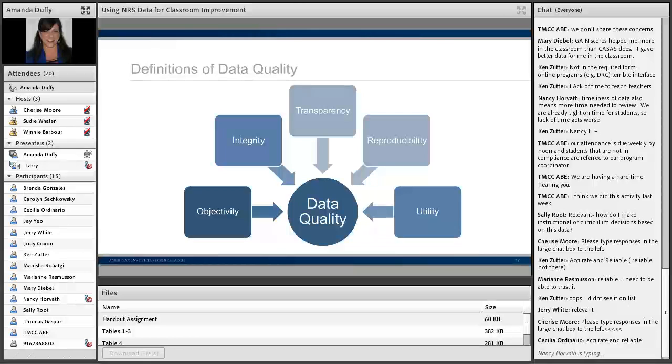And then finally, utility, and many of you mentioned this. Quality data are useful. They serve a purpose, and they're available to the people who are supposed to use it. So in the case of our time this afternoon, you, the teachers, have access to it, and it's usable to you. So again, in order for data to be high quality, it has to be objective. It has to have integrity. It needs to be transparent, reproducible, and have utility.